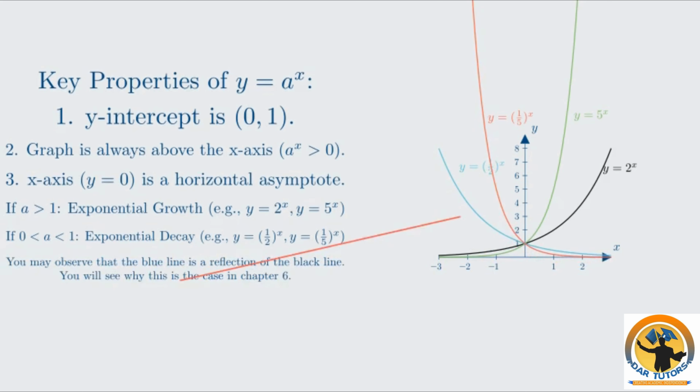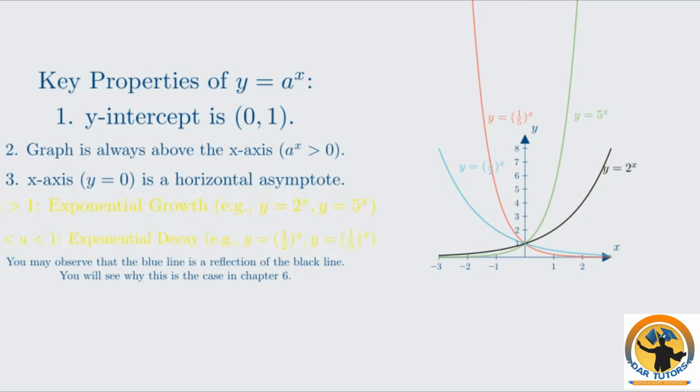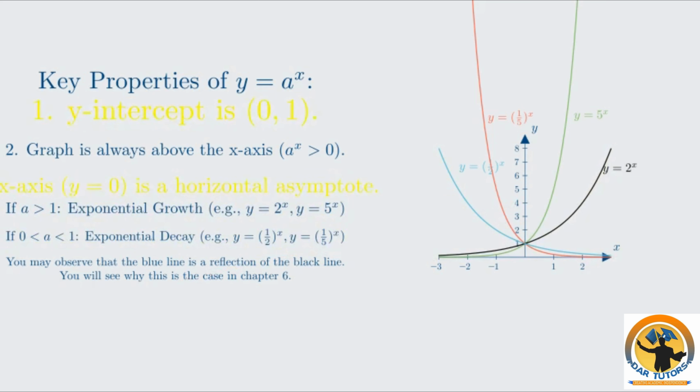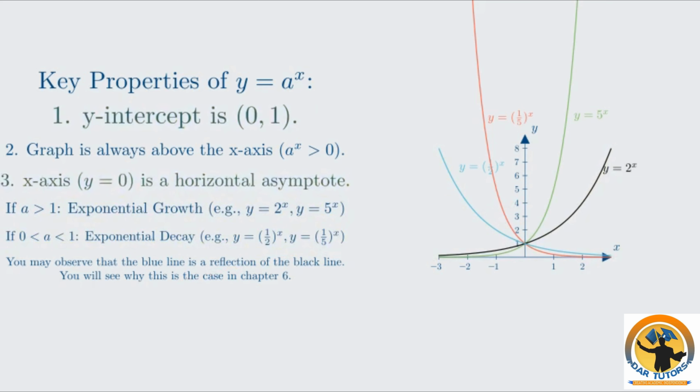An interesting observation is that the graph of y equals 1/2 to the x is a reflection of y equals 2 to the x across the y-axis. This is because 1/2 to the x is the same as 2 to the negative x. We'll explore transformations like this in more detail later. So we've now seen how the base, a, determines whether an exponential function models growth or decay, and we've confirmed the universal y-intercept and asymptote.